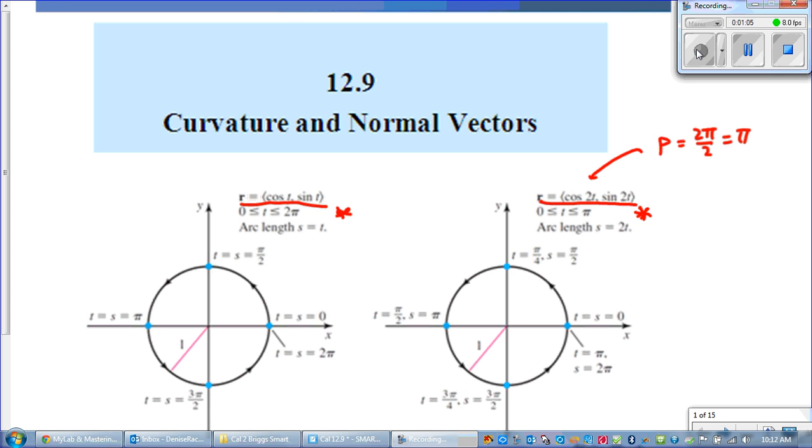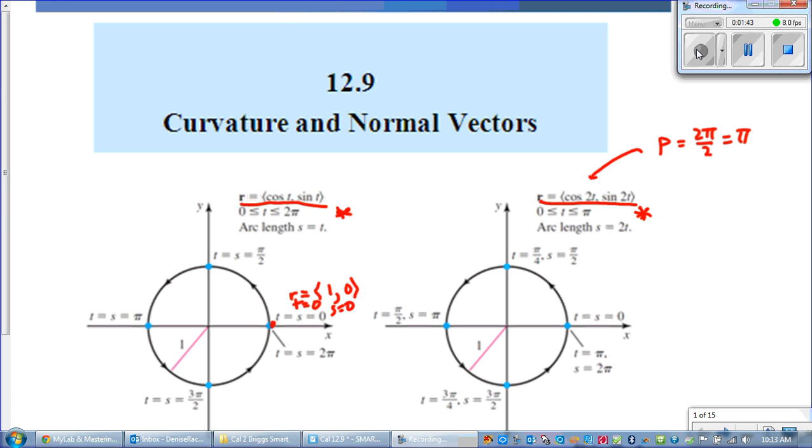Now in the first example, let's look at what the value of t is and the value of the arc length at that given time. Let's say we start at t equal to 0. In this parameterization, we have the vector cosine of 0, which is 1, sine of 0, which is 0. So we begin at the point (1, 0). At that point, the arc length is also 0, since we haven't measured any distance on the curve.